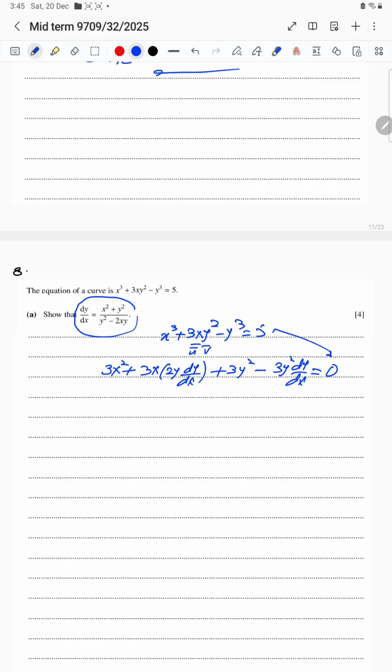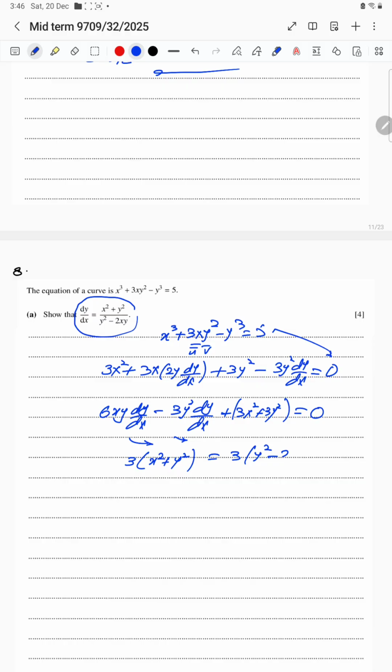Okay, now separate the variables: dy by dx terms one side and constants the other side. 6xy dy by dx minus 3y square dy by dx plus 3x square plus 3y square equal to 0. So take these terms to the other side. We will get 3 common as 3 times x square plus y square equal to 3 here as well common, y square minus 2xy dy by dx.